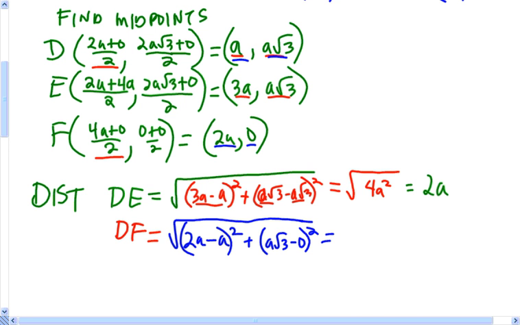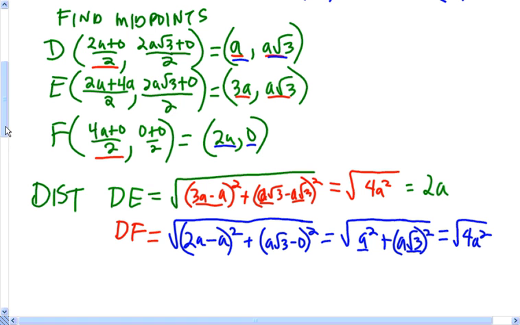And 2a minus a is just a squared, plus a times square root of 3 minus 0 is a square root of 3, squared. That's equal to, let's think about this. The square root of 3 squared is just 3, and then a squared makes 3a squared. And 3a squared plus a squared is 4a squared. The square root of 4a squared is just 2a. So we get 2a again, so we've shown that two of the distances are the same.